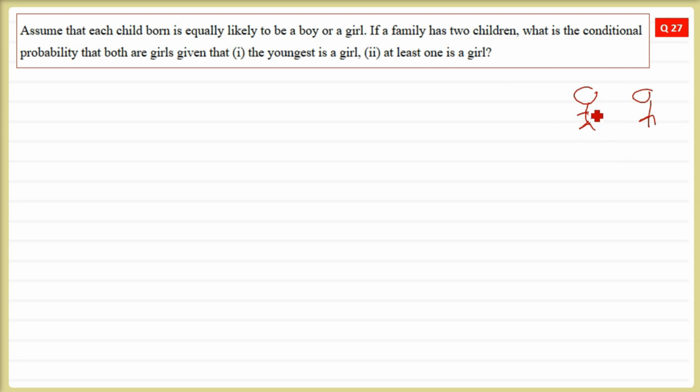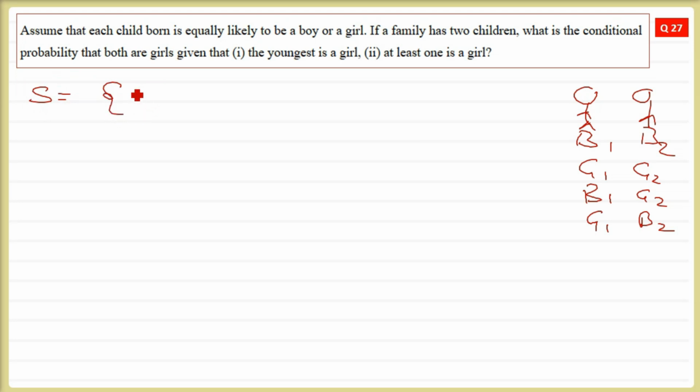So let's make the sample space. Two kids means both can be boys: first boy, second boy. Then both girls, G1, G2. One boy, one girl, or one girl, one boy. So this is in all the total sample space. Let's write it in a formal way: B1, B2, B1, G2, G1, B2, and G1, G2. Same thing we have done here.